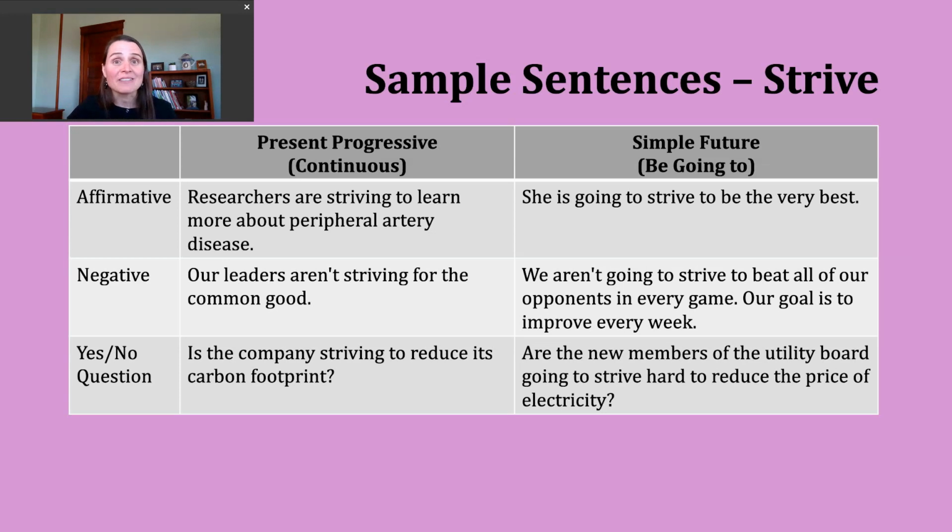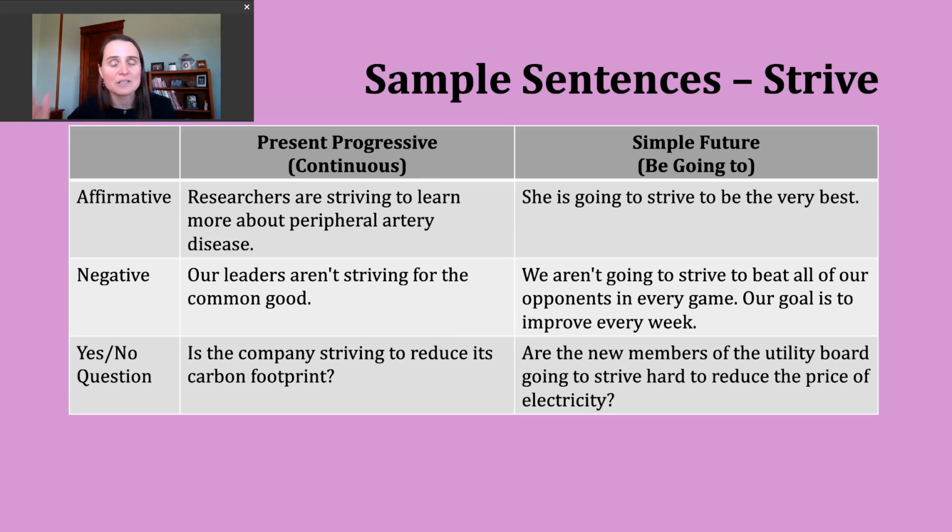Let's take a look at an affirmative example. Researchers are striving to learn more about peripheral artery disease. Okay? So this is a form of heart disease, and we're describing that this activity is ongoing. It's in progress. Now let's move on and talk about negative sentences in the present progressive.